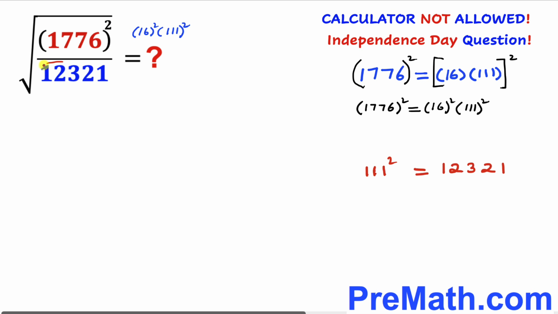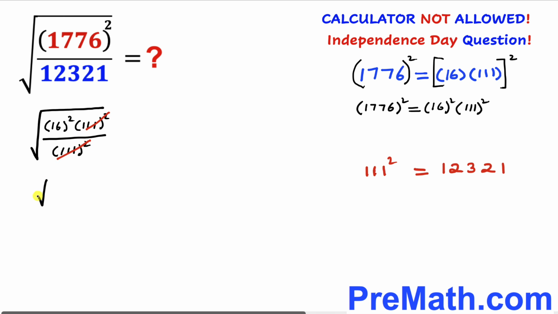And likewise, let's focus on this denominator, 12,321. We can write 12,321 as 111 whole square, so I'm going to replace that with 111 whole square, as you can see in this next step. Now we can see 111 squared and 111 squared are gone. So we end up with the square root of 16 whole square. The square and square root undo each other, so we end up with 16 as our answer.